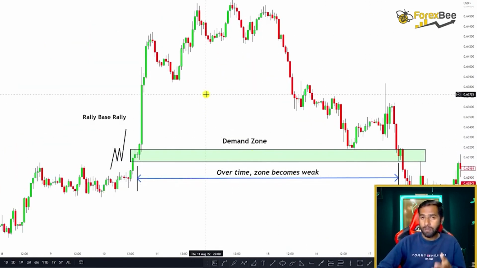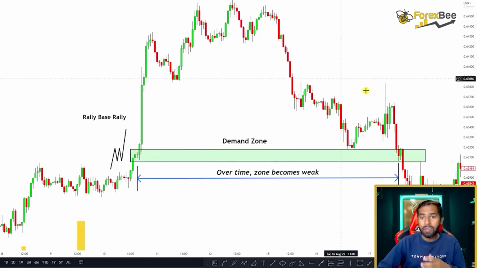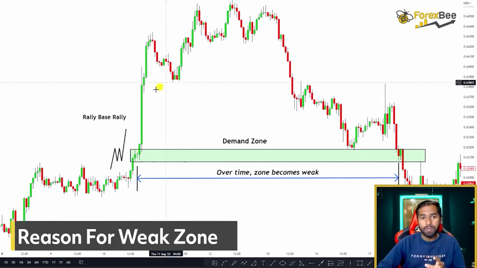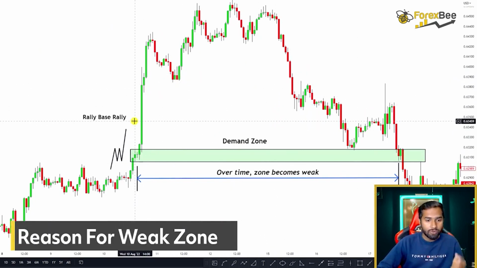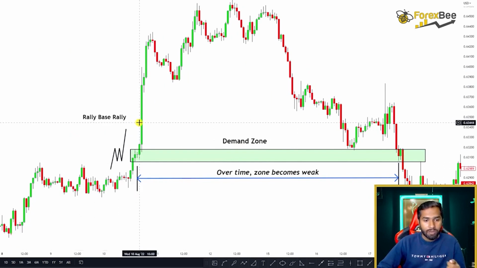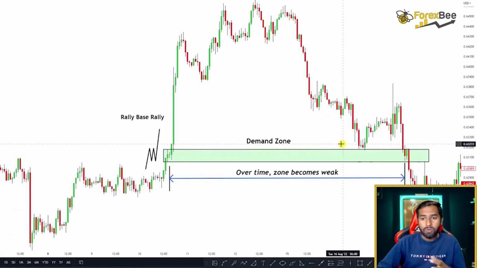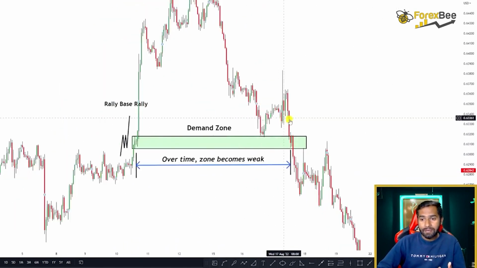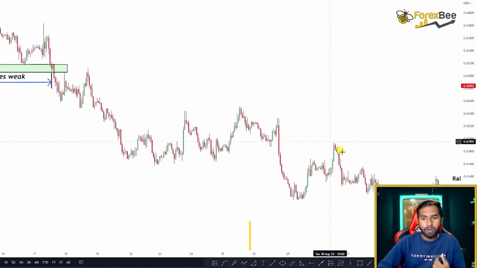So this is because the market came back after a lot of time. As you can see here, the zone was formed on the 10th of August, and the market picked the orders right away, but then it came back again here in this area, and then here the zone was broken. So let's take another example to understand it a little bit more clearly.